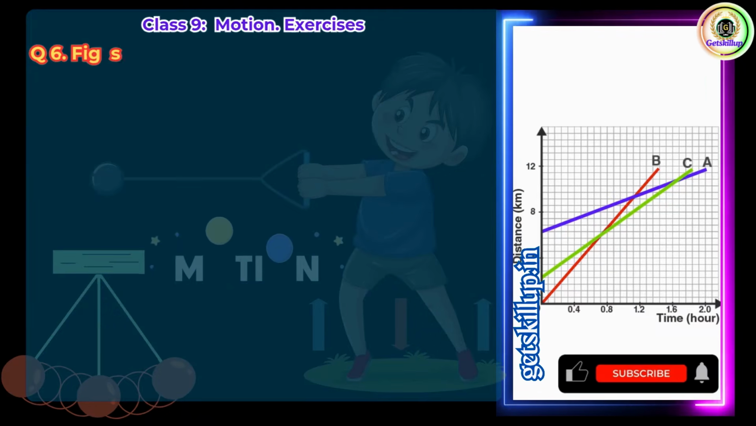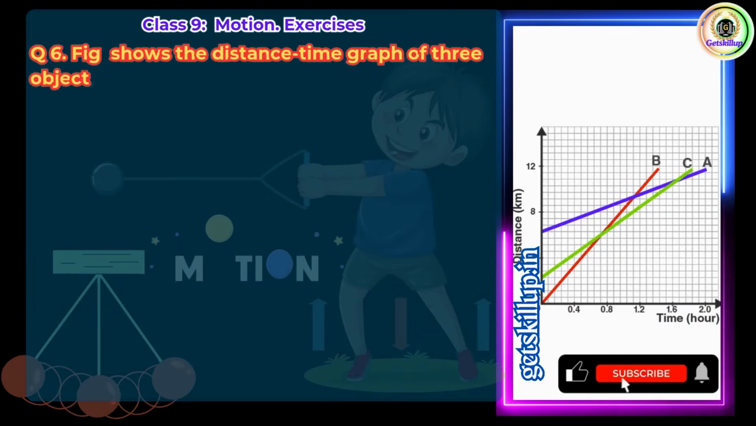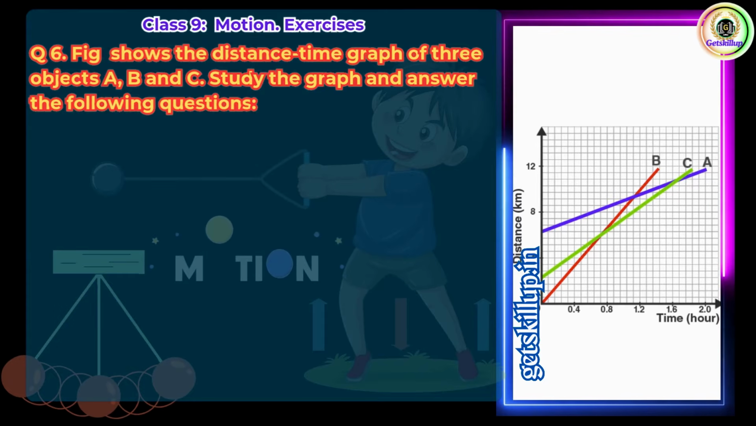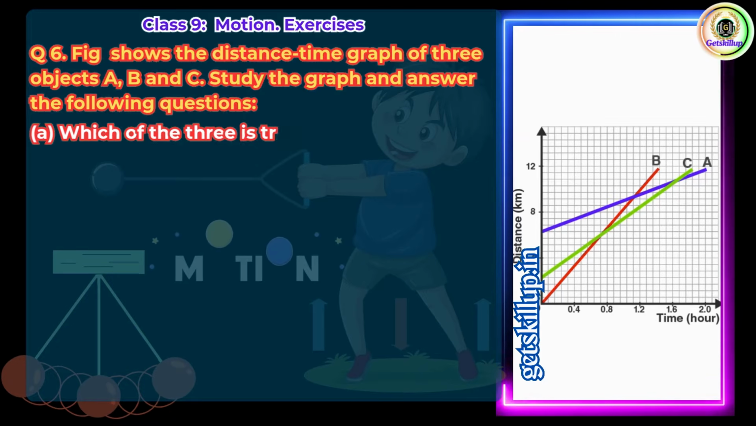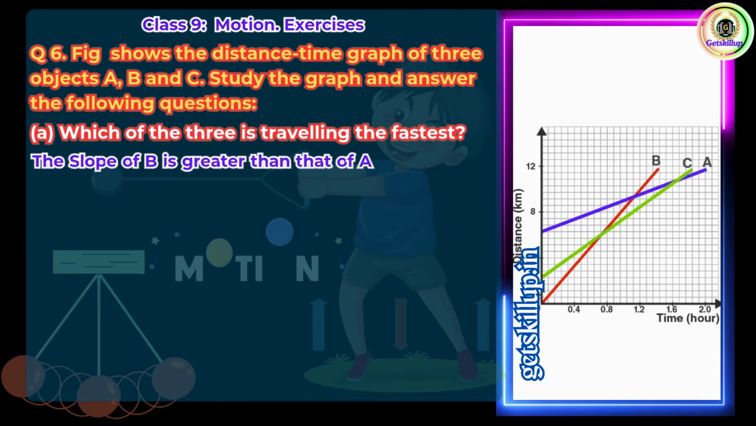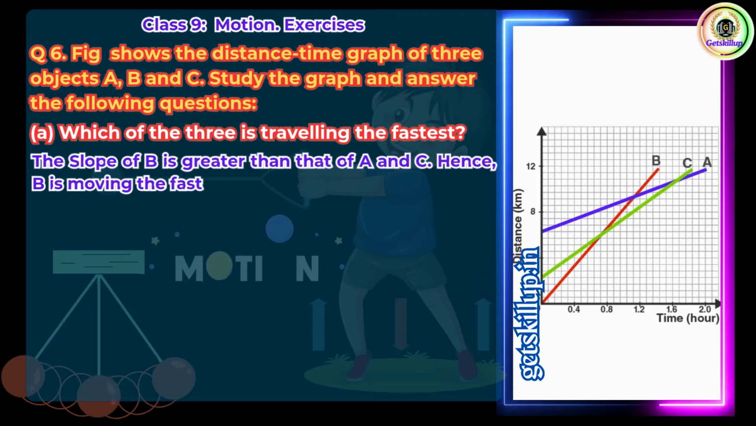Question 6. A figure shows the distance time graph of 3 objects A, B and C. Study the graph and answer the following questions. A. Which of the 3 is traveling the fastest? Answer. The slope of B is greater than that of A and C. Hence, B is moving the fastest.